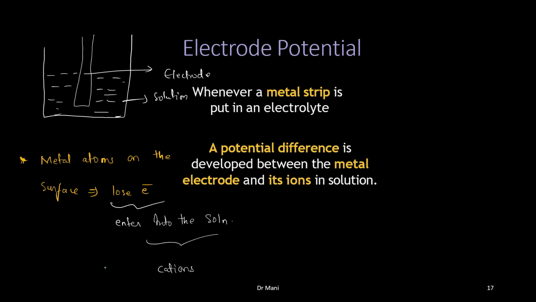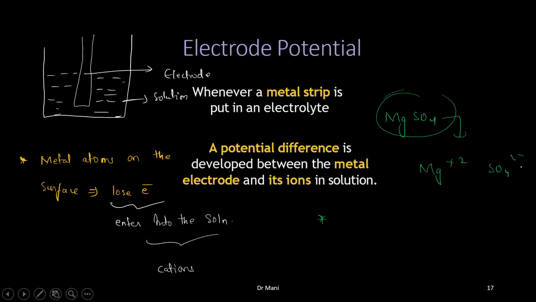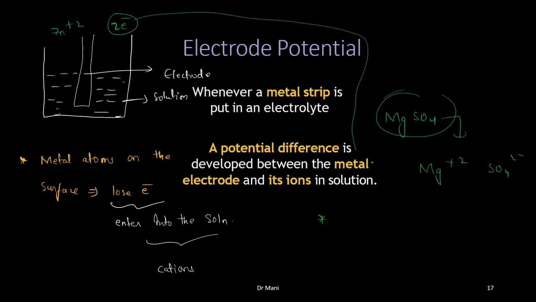Second, what will happen? Whatever the metal ions are present, I told you already, there will be ions present here. For suppose you have MgSO4 inside this liquid. When you dissolve that in water, MgSO4 will not remain as MgSO4. It will break down into Mg2+ and SO4 2-. Understood? Whatever metal ions are there will take up these electrons. Suppose this is zinc. Zinc is losing electrons, 2e- is formed, and those 2e- will be accepted by this Mg2+.